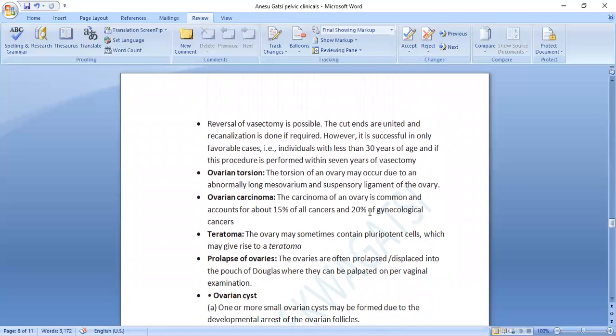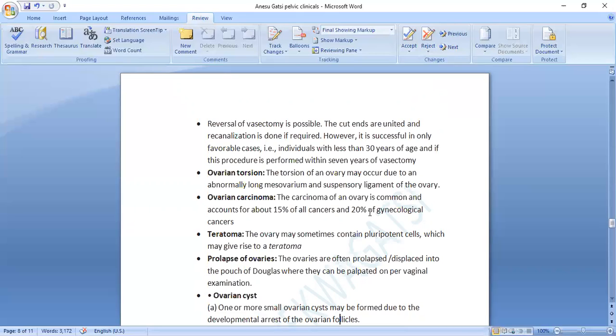In terms of the female side, you have what you call ovarian torsion. Of course, you also have testicular torsion, which inadvertently, after 6 hours of no blood supply to the testis, you may need to remove the testis because it would have actually undergone gangrene. So ovarian torsion is caused by an abnormally long mesovarium and suspensory ligament of the ovary. So the ovary may rotate along these structures.